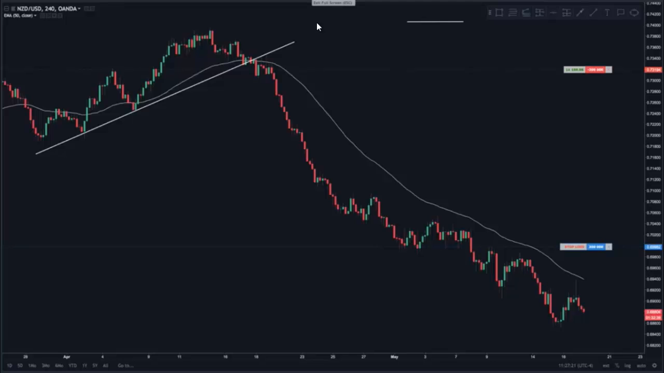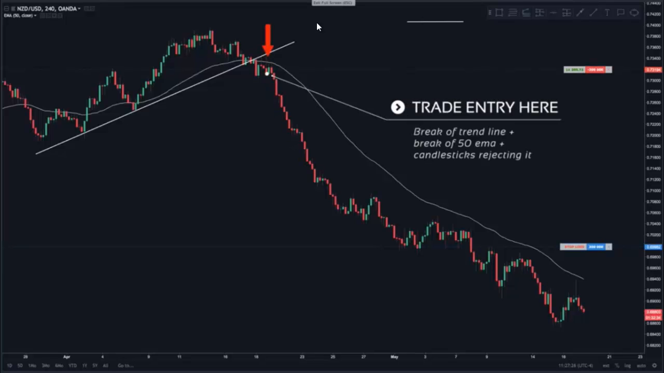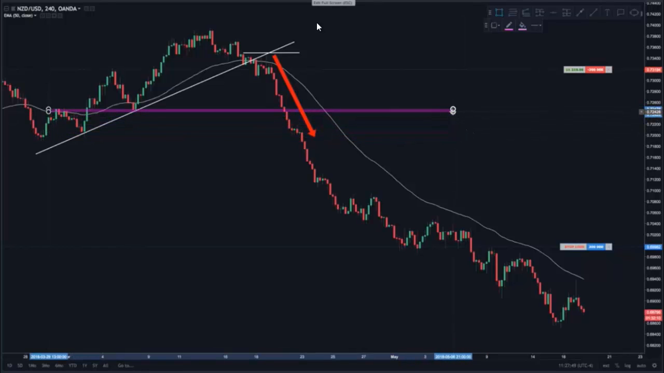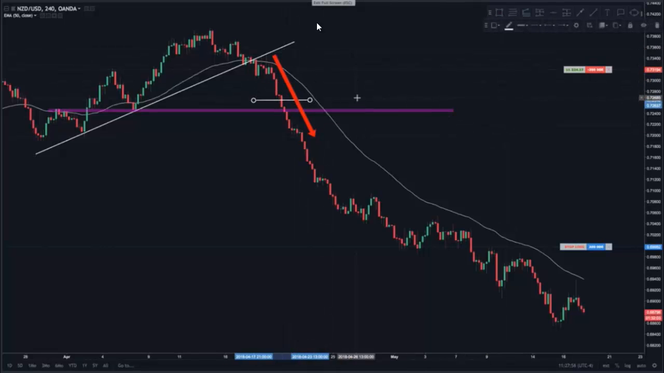So from looking at the higher time frames, we spotted an entry through a break of this trend line, break of the 50 EMA, and we have these candles rejecting it, which allows us to put a tight stop loss in. And we put it above these wicks here. Once price starts moving in our favor, we notice this minor level here. And we moved our stop loss into profit, but behind this level, just in case it pulls back, and we are protected behind this level.